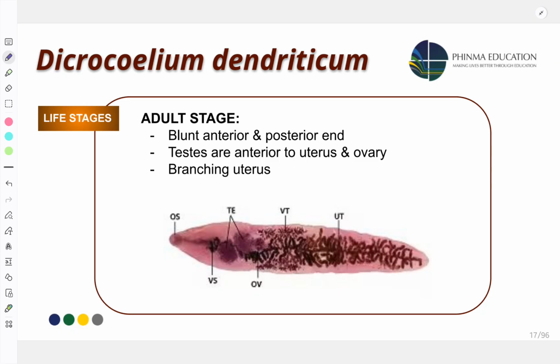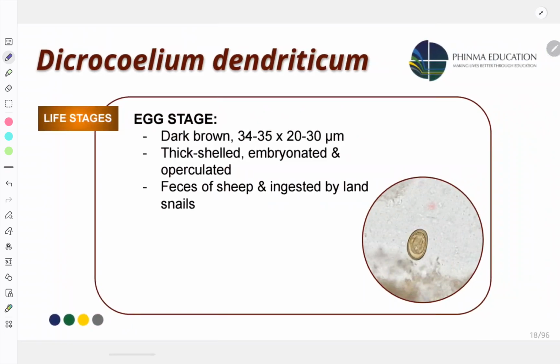So, the adult worm, blunt anterior and posterior end, and then testes are anterior to the uterus and your ovary. If na-notice ninyo, nag-una ang iyahang testes compared to the ovary and to the uterus. Diba, normally, sa other worms, the testes is located somewhere here, no? Normally. But for your Dicrocoelium, the testes is located anterior, no? So meaning dapit sa ulo, no? Anteriorly. And then the uterus is branching, di ba? So makita ninyo na ay murag branches yahang uterus.